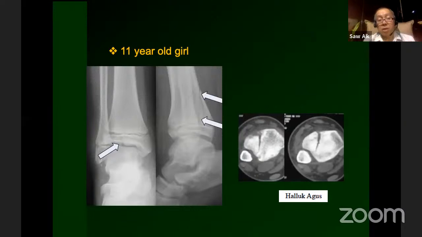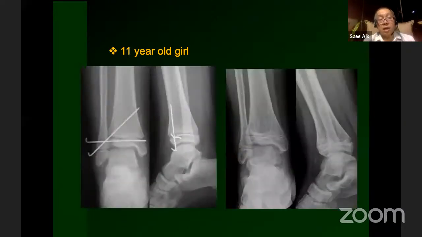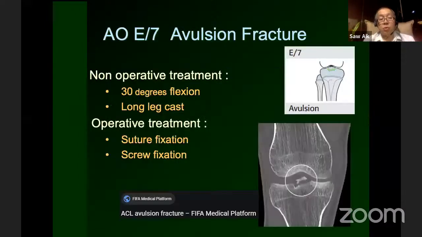The CT scan will tell the whole diagnosis. So in this case, because of 11 years old, the physeal plate is still open, so smooth and small wires are being used. Generally, it is more common in the older children.